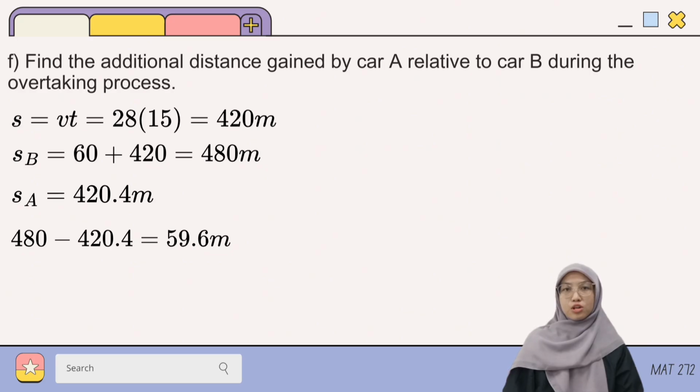In question F, we calculate the additional distance car A gained relative to car B during the overtake, while car B traveled 420 meters plus its 60 meters head start for a total of 480 meters. Car A covered 420.4 meters. The additional distance gained relative to car B's position is 59.6 meters.